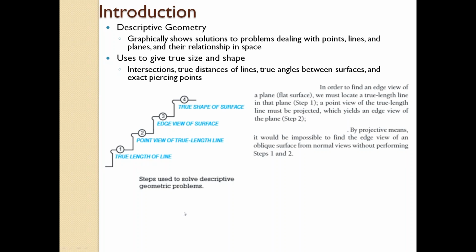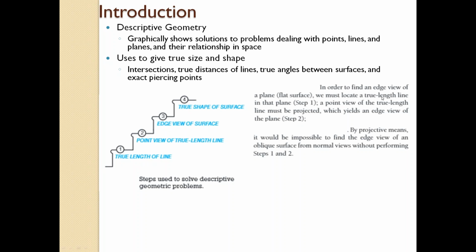So here are the steps that we're going to have to follow to get the true size and the shape of a surface. In the first step, we find out where the true length is. Then we create the point view of the true length line. Then we create the edge view of the surface. And then we can finish up with the true shape and size of the object.